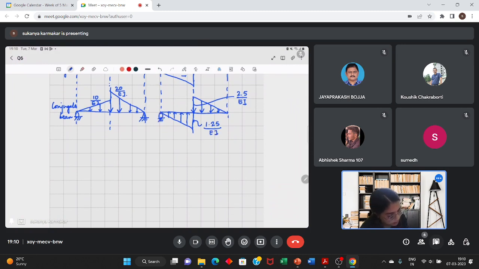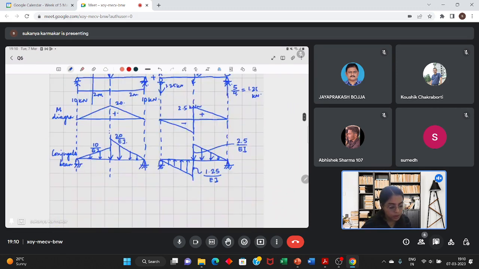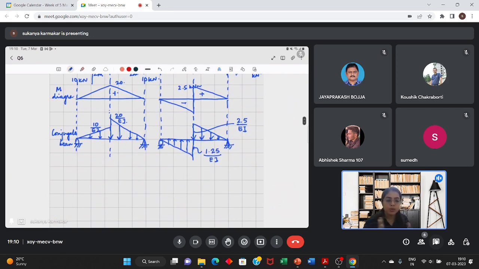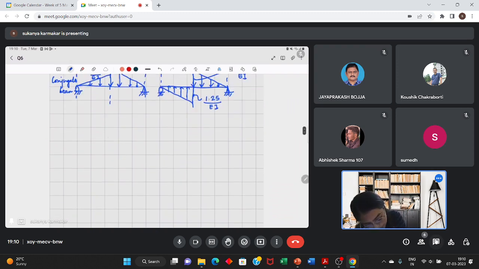And so on the conjugate beam, if the real beam is this, both these loads will act. And the resulting displacement at point B, we have to calculate the displacement at point B. So the resultant moment at point B in the conjugate beam will be equal to the displacement at point B in the real beam. So let this be the conjugate beam.